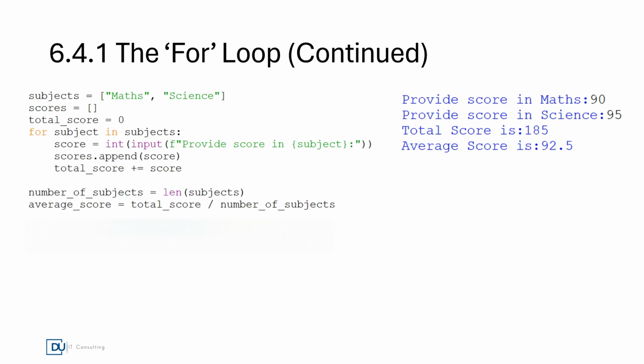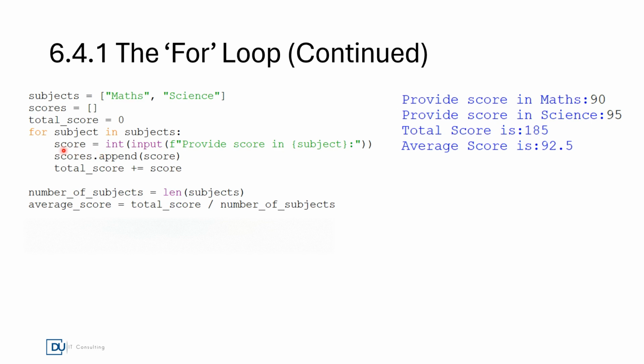Let's take a slightly more complex example of calculating the total score and average score of a student. So now we have subjects as a list containing maths and science. Then we have an empty list, scores. Then we have a total score variable which is initialized to 0. And then we are now using a for loop. For subject in subjects, we collect the score for each subject.